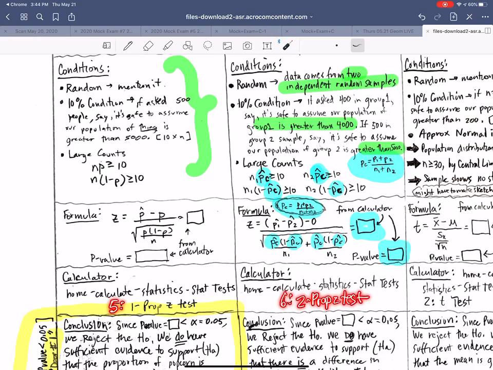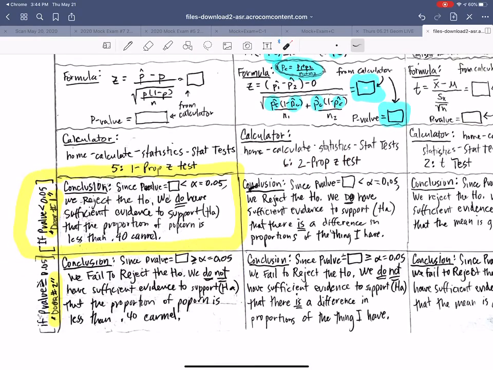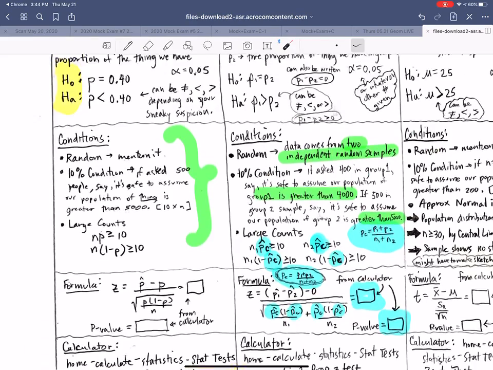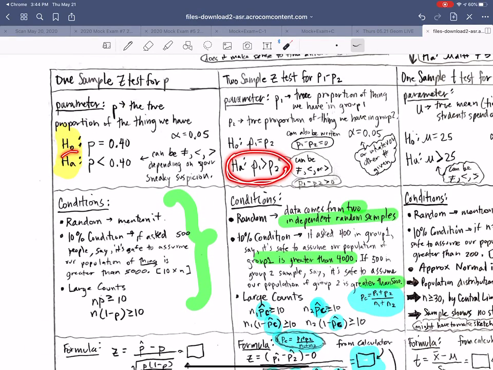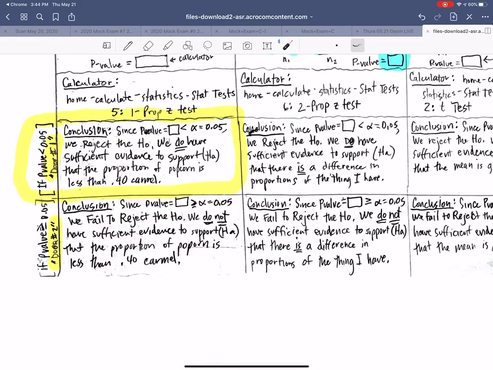Now let's take a look at what's different in my conclusion. Same thing, you're going to either have your p-value less than 0.05 or greater than or equal to 0.05. So same thing, door number 1 and door number 2. The only thing different in my script is that we reject the null hypothesis, that's the same. We do have sufficient evidence, that's the same, to support H sub A, that's the same. But notice H sub A is different, right? This is very different. So I have to say that there is a difference. H sub A is that there is a difference in the proportion of the thing that I have.